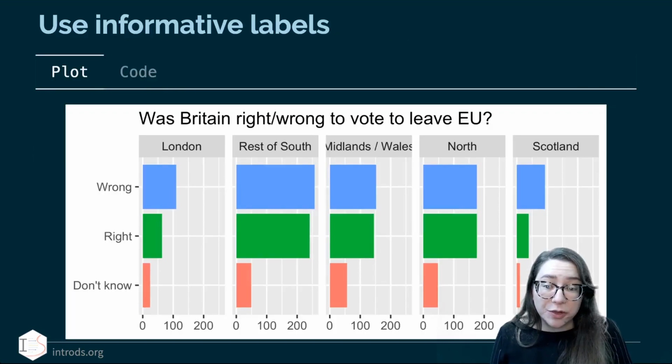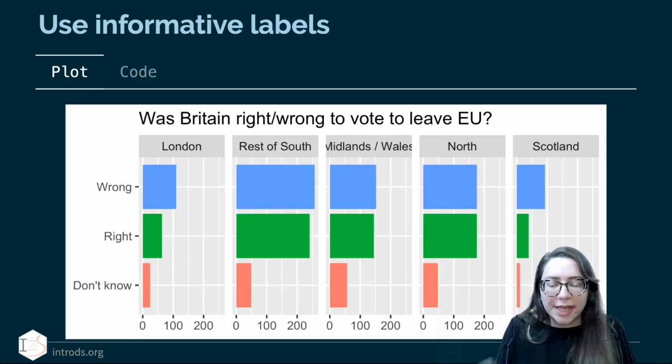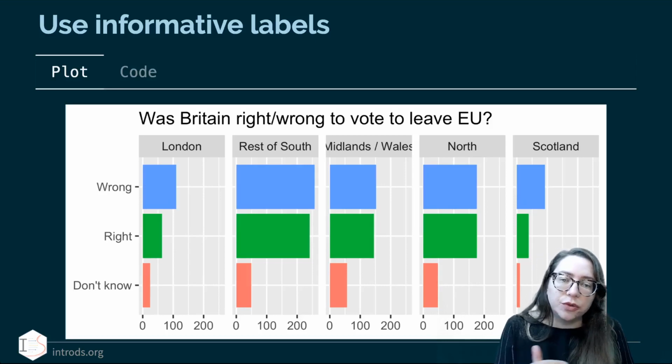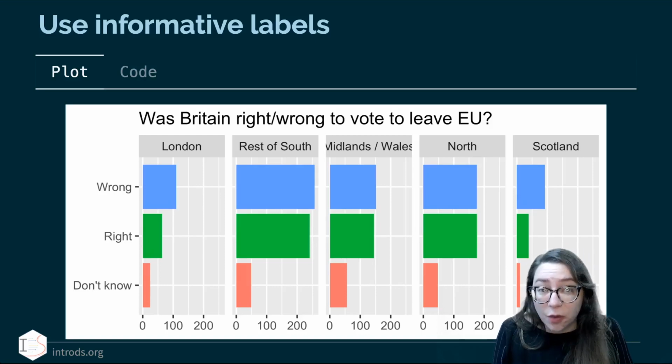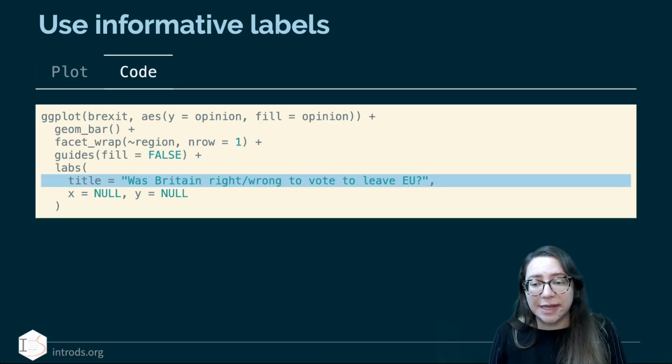We probably also want to use some informative labels. So far our visualization did not have a title. So here I'm going to put as the title the survey question. So what is wrong, right, or don't know? Well, it is the answer to the question, was Britain right or wrong to vote to leave EU? That was the wording of the question from the survey, and we're basically placing it exactly there.